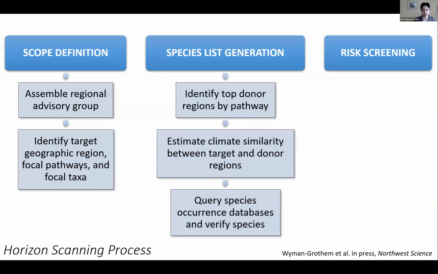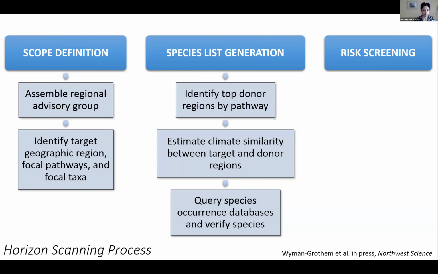During the second phase of the project, we assembled our initial list of species that could be transported into our target region. We obtained data on the last water body visited by boaters arriving at boat inspection stations in Washington, Oregon, and Idaho. We then used these data to rank other states, provinces, or countries, referred to as donor regions, according to volume of boaters arriving from those jurisdictions.